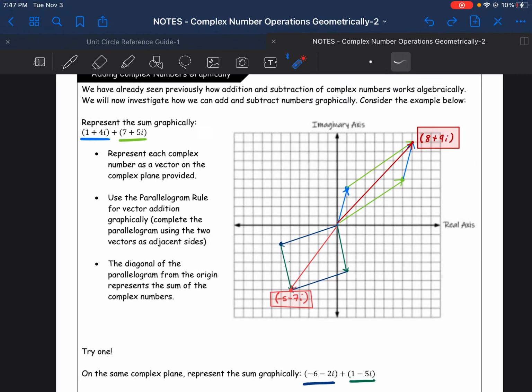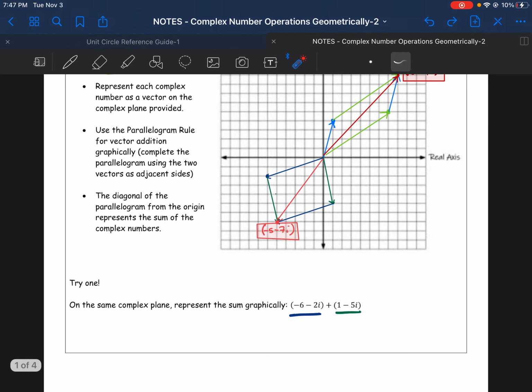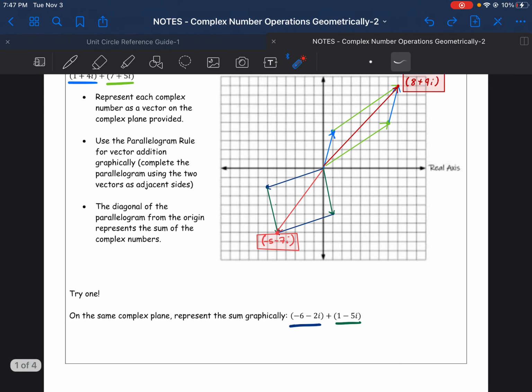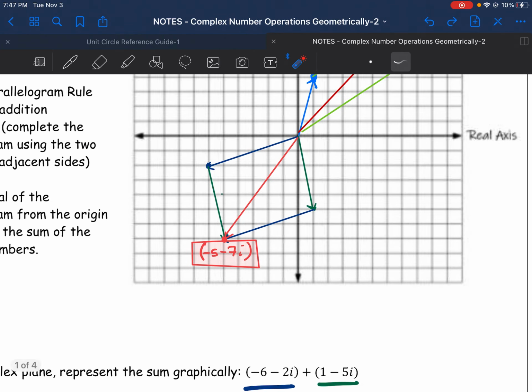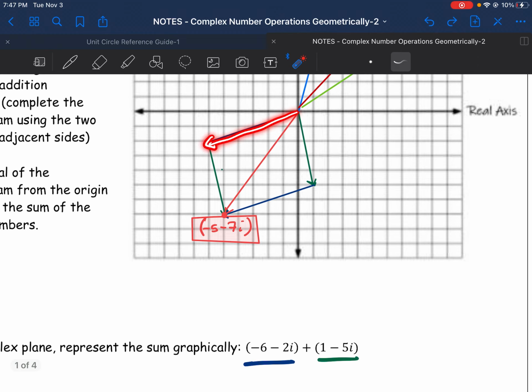Okay. Here in our notes, we also have a second example. We want to, on the same complex plane, represent the sum graphically of negative 6 minus 2i. I decided to do that here in dark blue. And then plus the complex number 1 minus 5i, I did that in dark green. And we can see again, using the parallelogram rule, completing the parallelogram, looking at the diagonal from the origin along the diagonal there, we get a complex number negative 5 minus 7i.